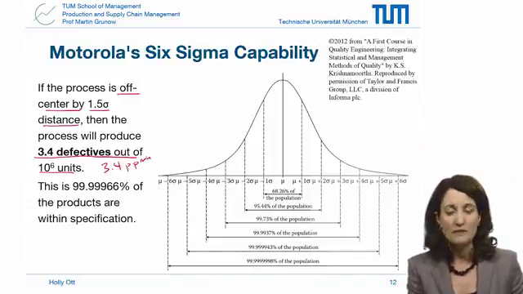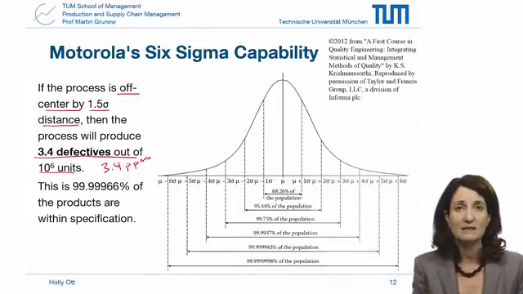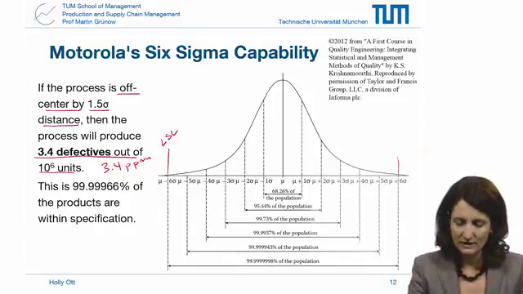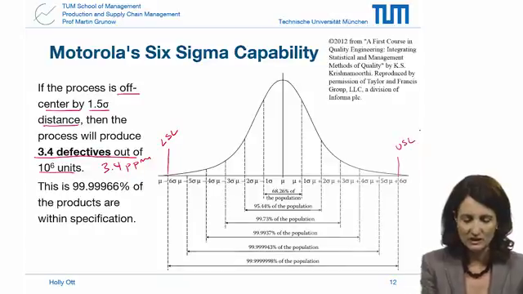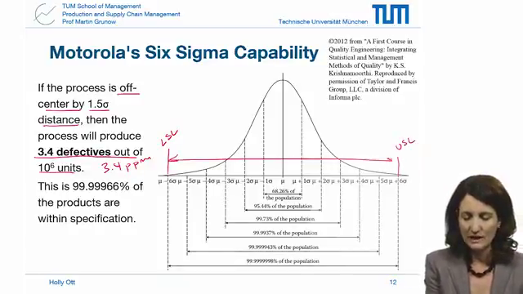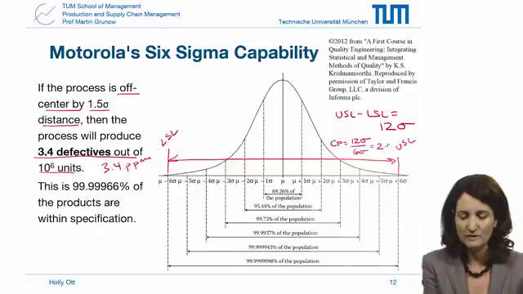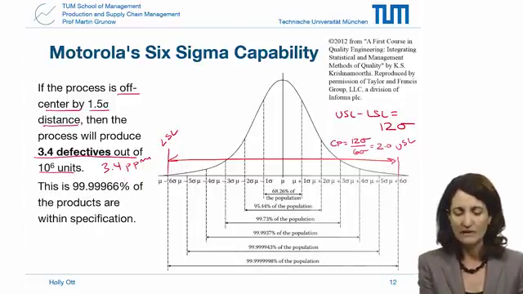What this meant was, if we had a Cp equal to 2, so as we showed here, a process with specifications such that USL minus LSL equals 12 sigma, then the Cp is USL minus LSL over 6 sigma, which is equal to 2. Remember we did that before.